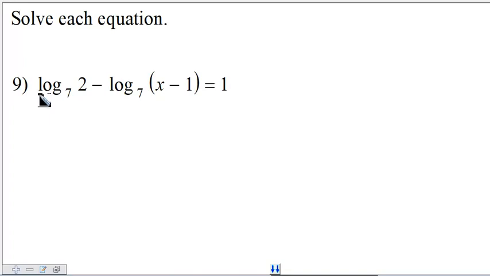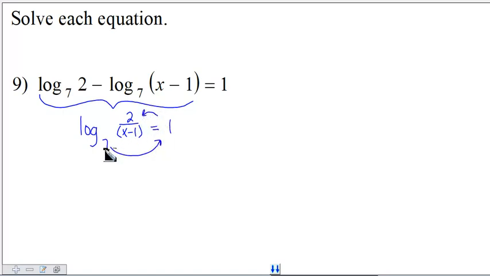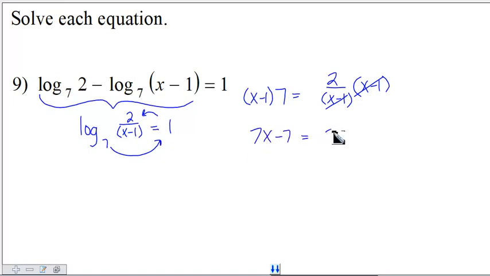In this last example, we're going to solve it by condensing once again, and it is subtraction, so it will become division. I've got log base 7 of 2 divided by x minus 1. To solve this single logarithm, I will loop. 7 to the first power is 7, and I'm going to set it equal to 2 over x minus 1. I need to solve for x. X is currently trapped down here in the denominator. One way to remedy this is to move the entire denominator to the other side, and we can do this through multiplication. If I multiply both sides by x minus 1, it eliminates my denominator, and now I have an easier problem to solve. I've got 7x minus 7 equal to 2.